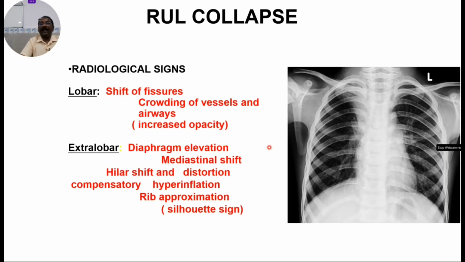Right upper lobe collapse: shift of the fissures, crowding of the vessels and the airways, increased opacity. Here, appreciate the upper lobe. See, there is a density here. So this is the upper lobe collapse. Okay.